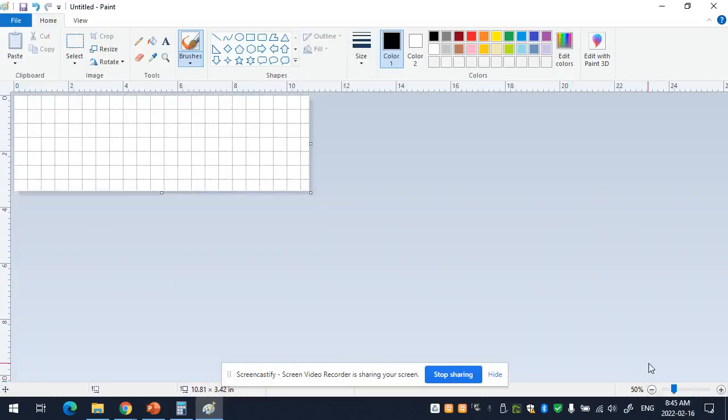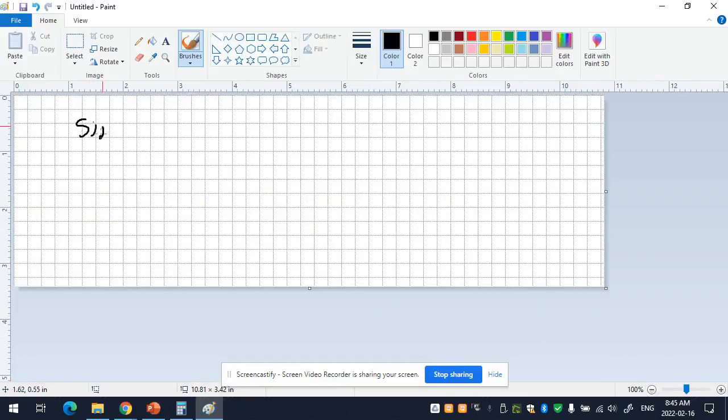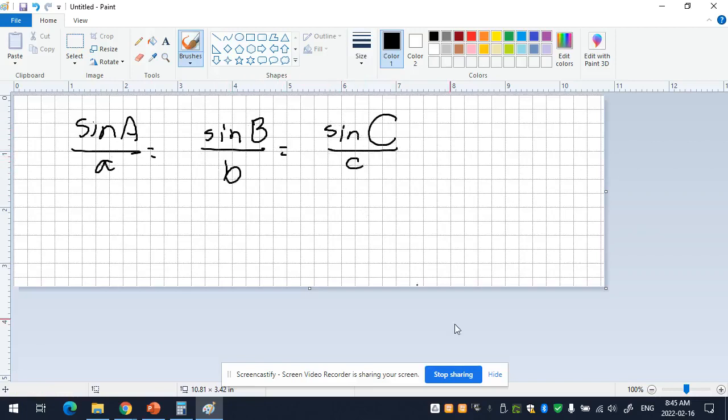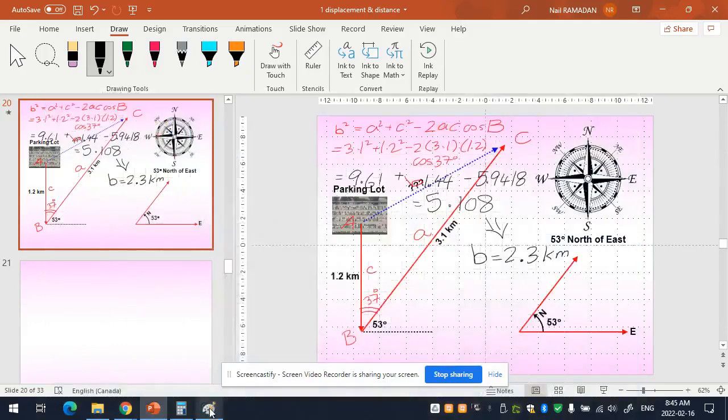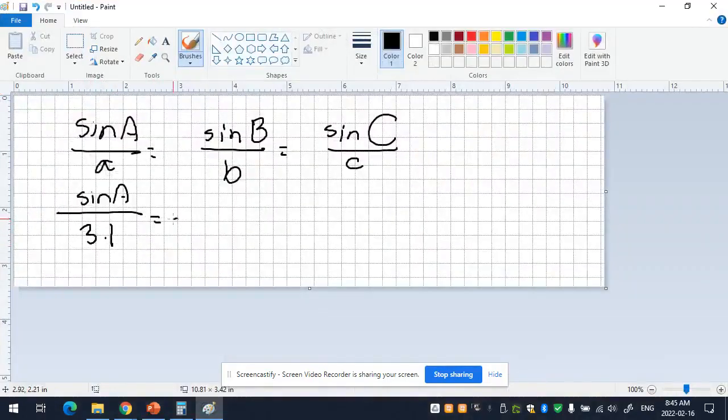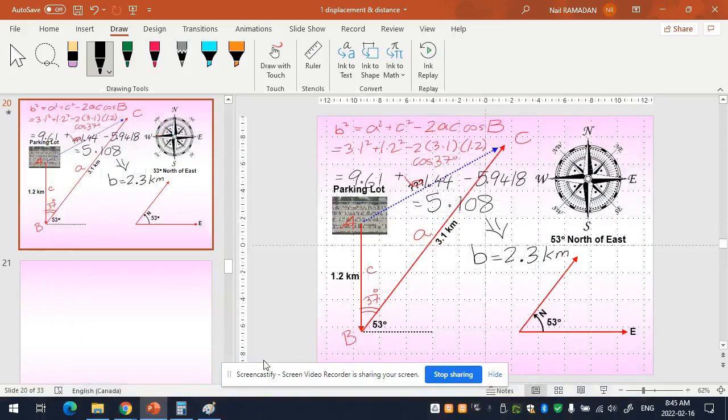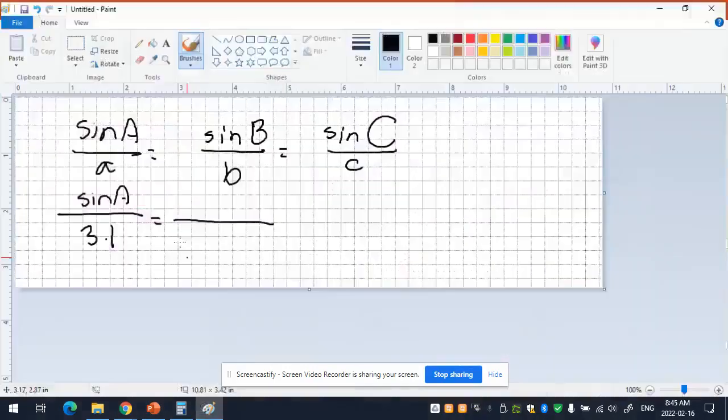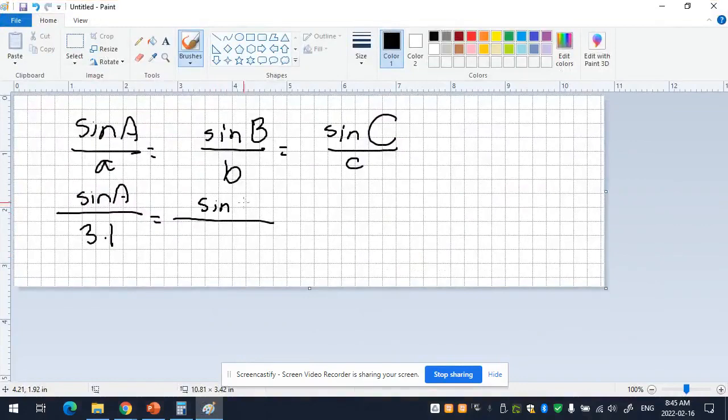Okay, so sine A over A, sine B over B, sine C over C. Okay, what do we have here? We don't know sine A, so sine A stays the same. Of course, it's the one we want. What's A? 3.1. Okay. Do I know sine B? Yes, I do. And I just found out what B is. So sine of B, what's B? 37 degrees over 2.3.